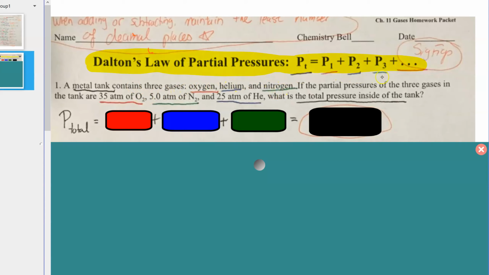I'm going to use that same color coding scheme. So the first partial pressure listed, I'll use red. The second partial pressure, I'll use blue. And then the third partial pressure, I'll use green. And then I'll round for sig figs with orange.